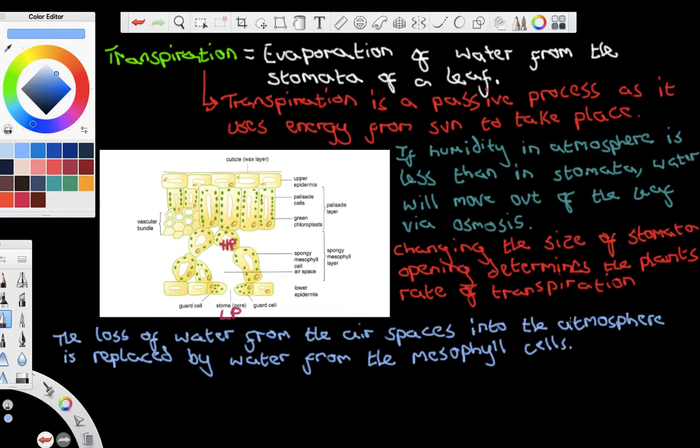Okay, so when water's lost from this airspace to the atmosphere because the stomata is open, this water in the airspace is replaced by water from the mesophyll cells. So we've got water going from the airspace out into the atmosphere, and then we've got this water being replaced from the mesophyll cells, because if water's lost from the airspace, this airspace now has a lower water potential. Therefore, water moves from the mesophyll into the airspace.